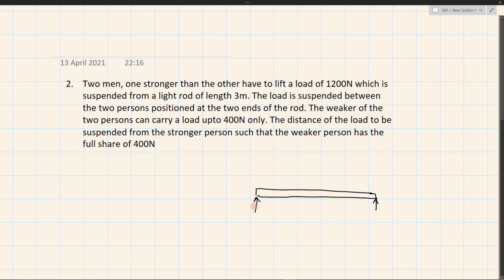Let's say that this is point A and point B. At point A we have a weaker person, who takes 400 Newton. We have to find the distance of the load to be suspended from the stronger person, that is from B, such that the weaker person has the full share of 400. So since they have given a full share of 400, I have taken 400 here, and we have to place the load. The load that they have given is 1200 Newton. The length of the rod is 3 meter.